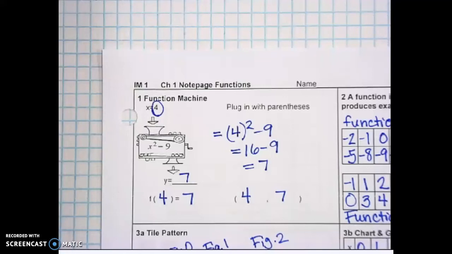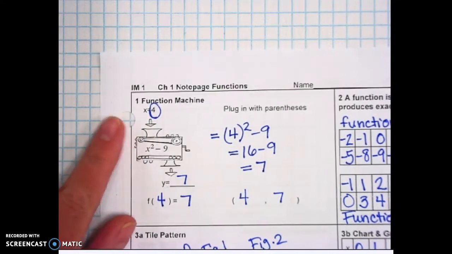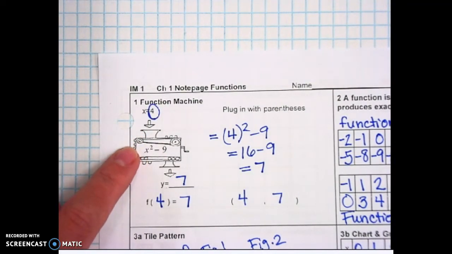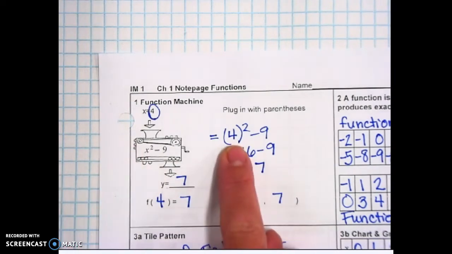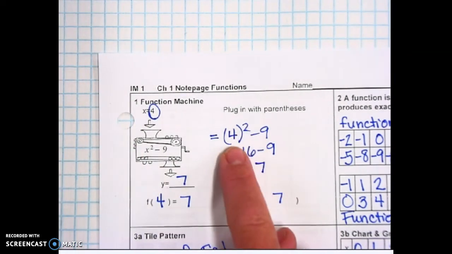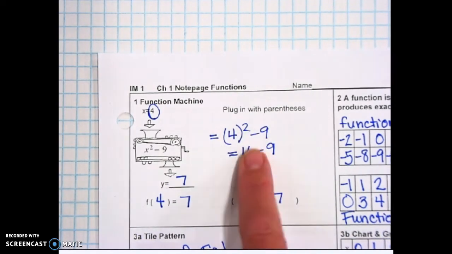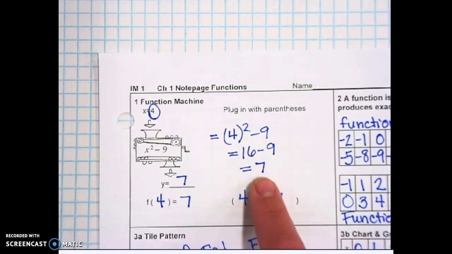This is the Integrated Math 1, Chapter 1 note page on functions. So in box number 1, they want you to take the 4 and plug it into the function machine. So you're going to take the 4 and you're going to square it. Make sure you put in parentheses because even if it's a negative number, you're going to need to square it. So 4 squared is 16, and then 16 minus 9 is 7.